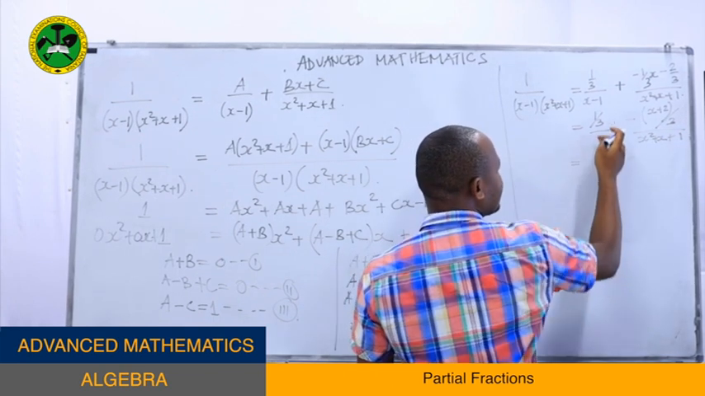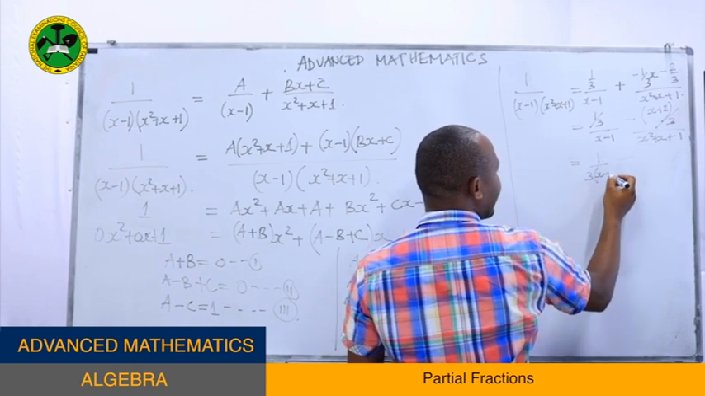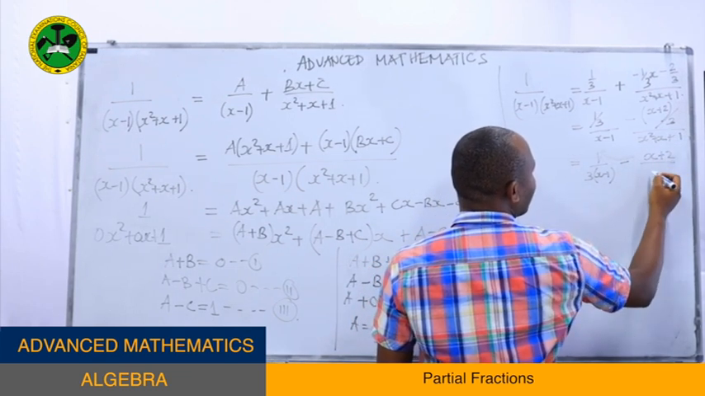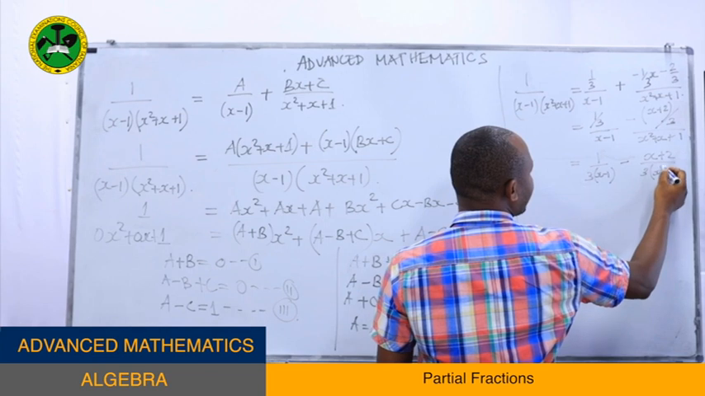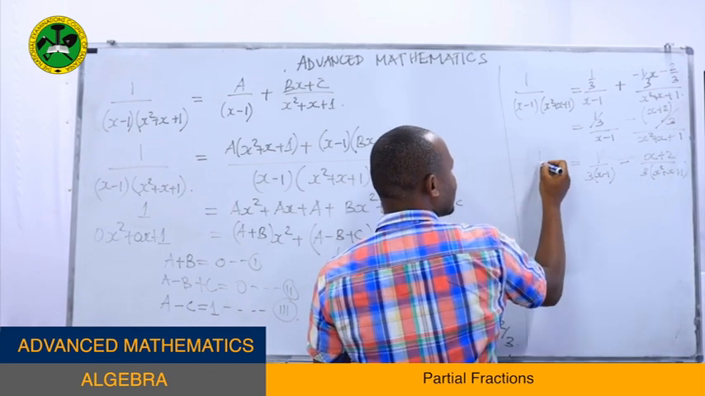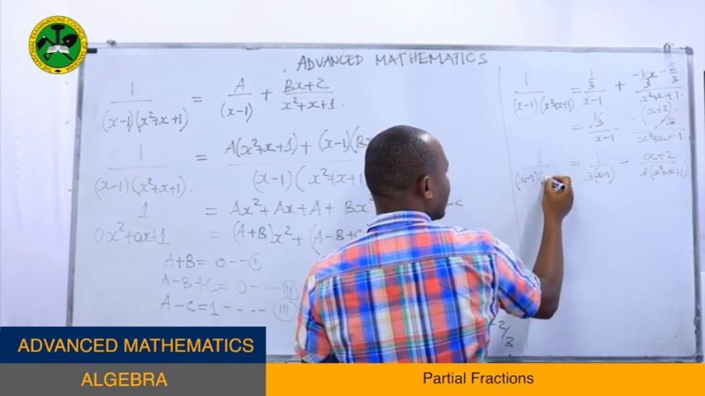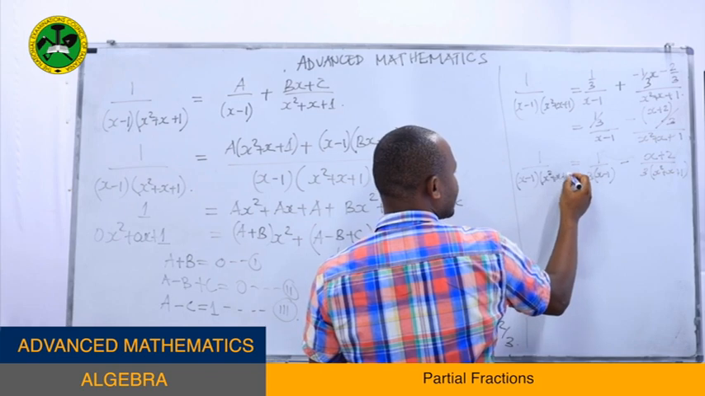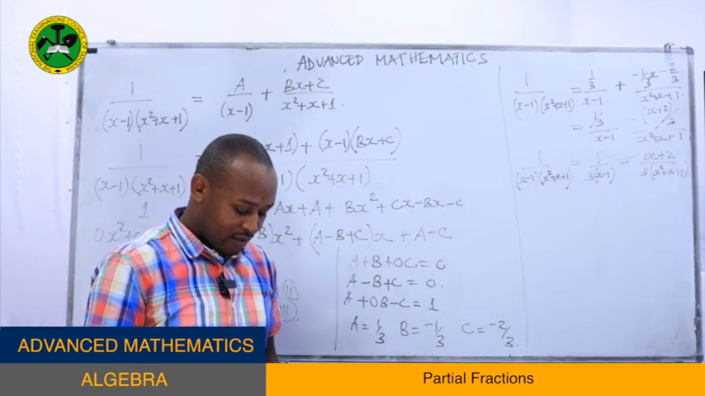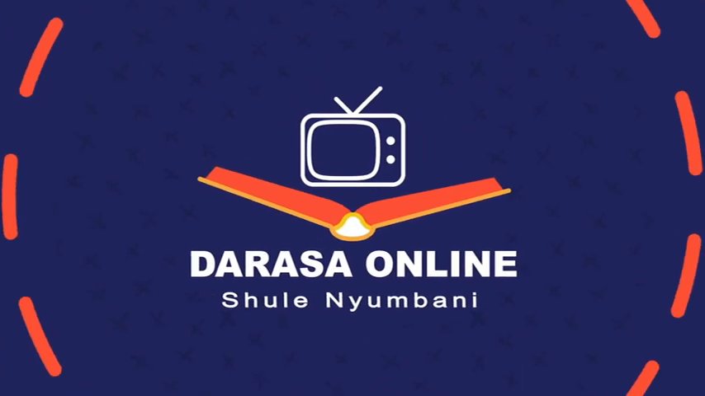Then what next? That means this 3 can come down. We have 3 x minus 1 minus x plus 2. All of that is over 3 x squared plus x plus 1. And that is 1 over x squared plus x plus 1. So that is how we partialize such kind of equation.